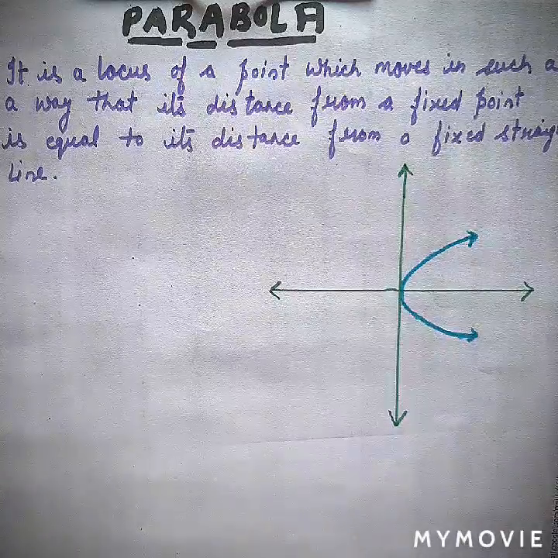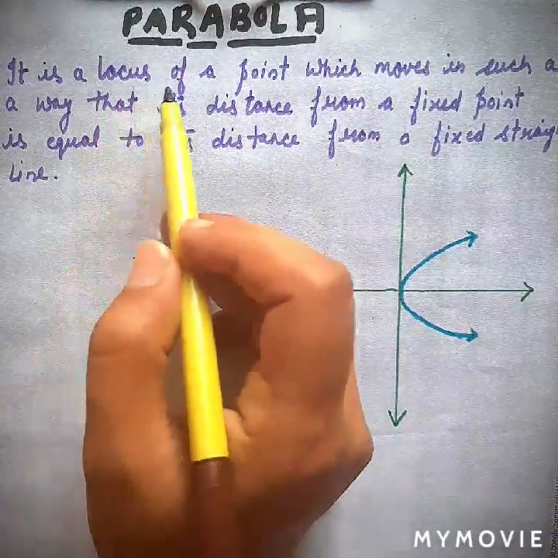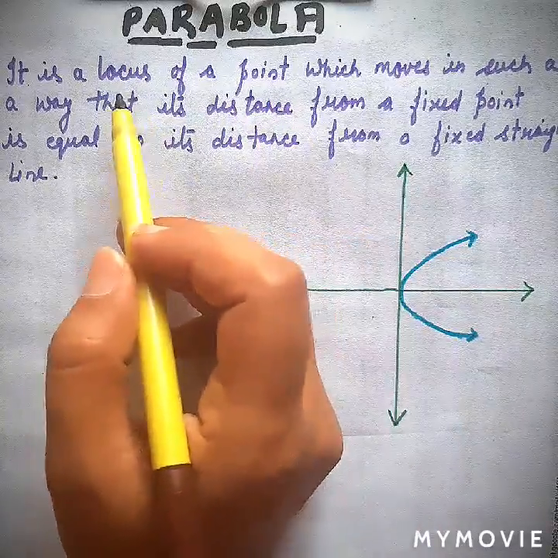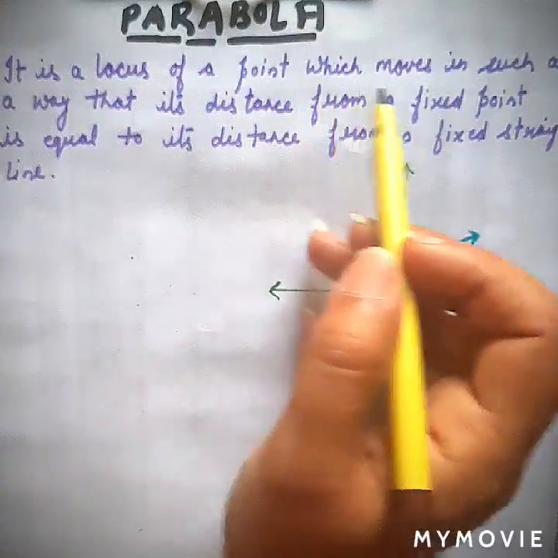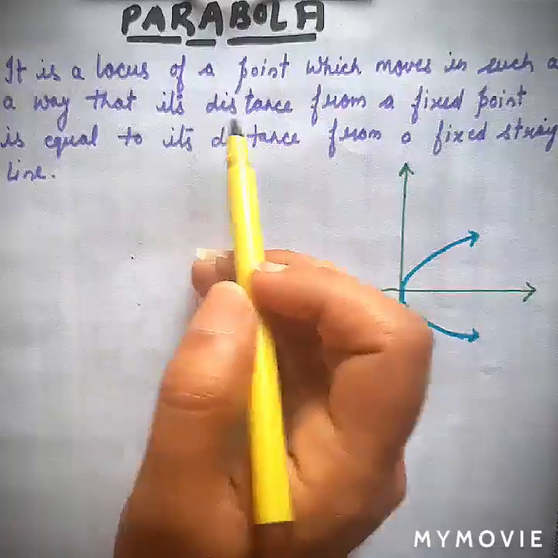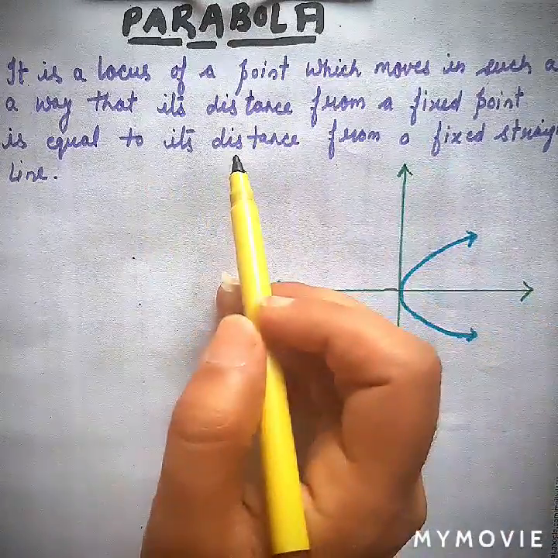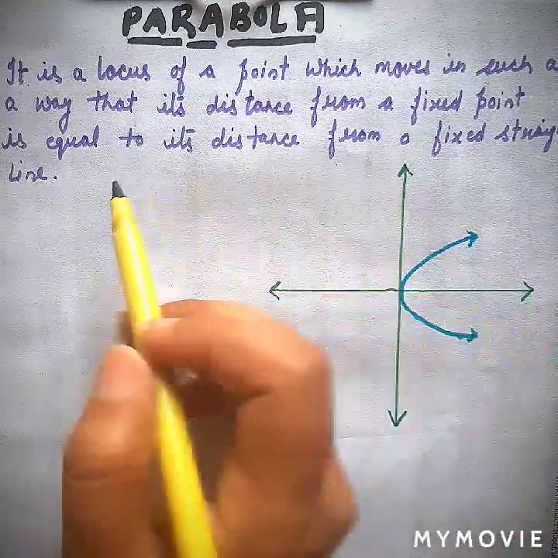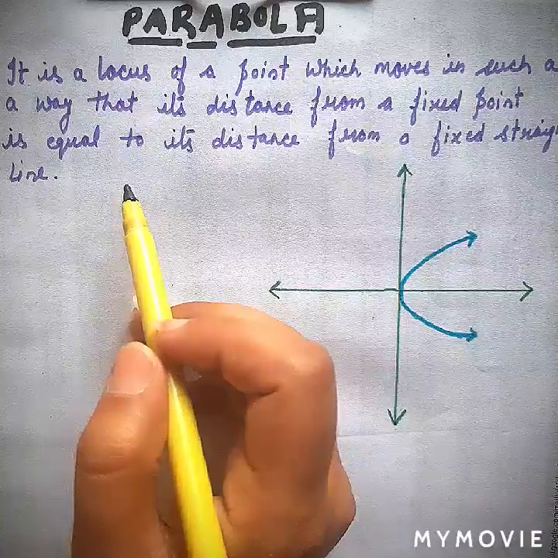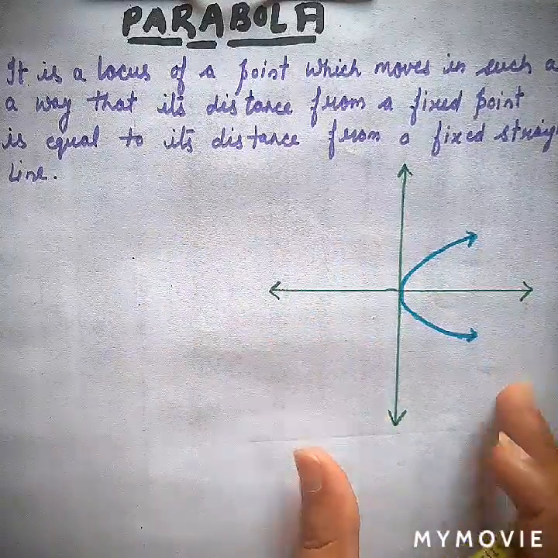Hello, this video is about parabola. A parabola is a locus of a point, or we can say a collection of points which move in such a way that the distance from a fixed point is equal to the distance from a fixed straight line. Fine, but I will explain further with the help of a diagram.